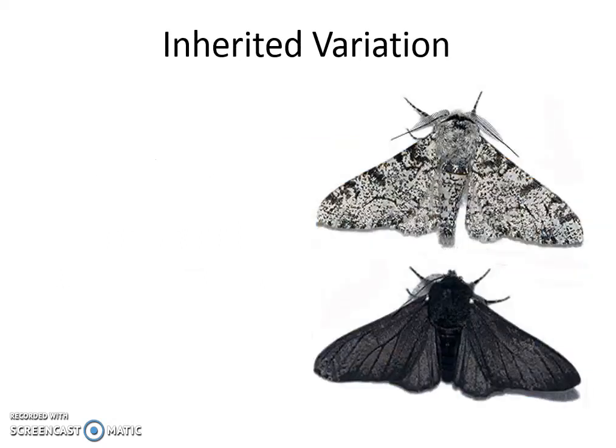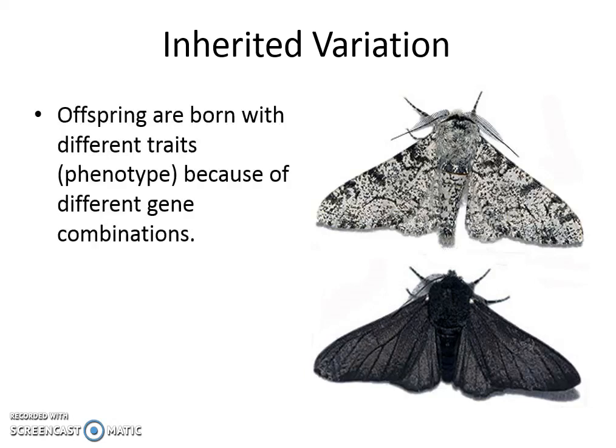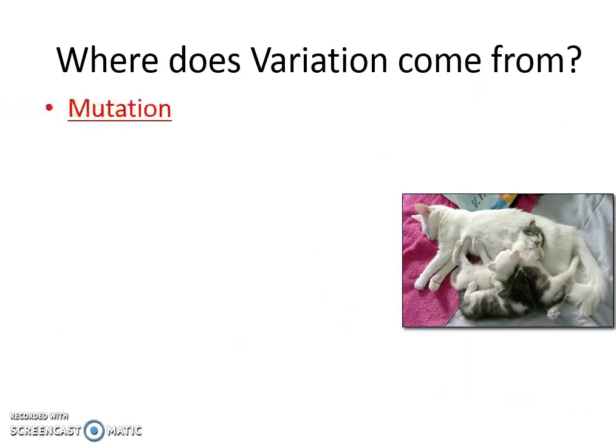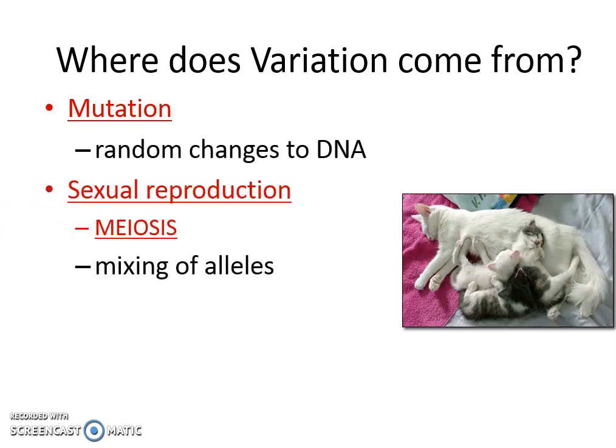Another factor that comes into play is this inherited variation. So you have different individuals being born into a population with different variations. And these phenotypes or variations are the result of different gene combinations. You can have these differences because of mutation, crossing over, independent assortment. That variation originally comes from a mutation. So all variation originally was a mutation. Some random change in the DNA.